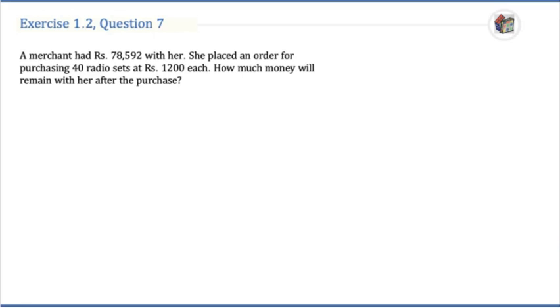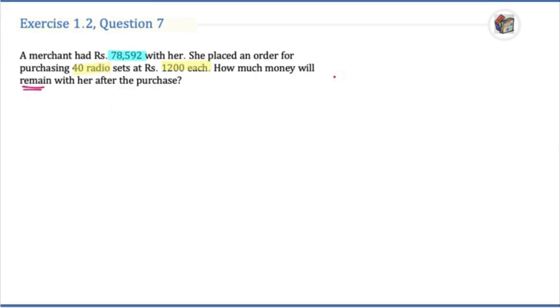Exercise 1.2, question 7. Let's read it together. A merchant had rupees 78,592 with her. She placed an order for purchasing 40 radio sets at rupees 1200 each. So each means one radio set was for rupees 1200. Question is, how much money will remain with her after the purchase?